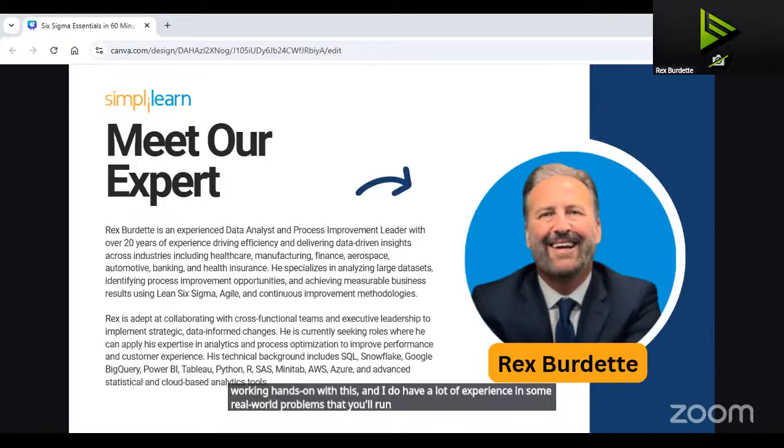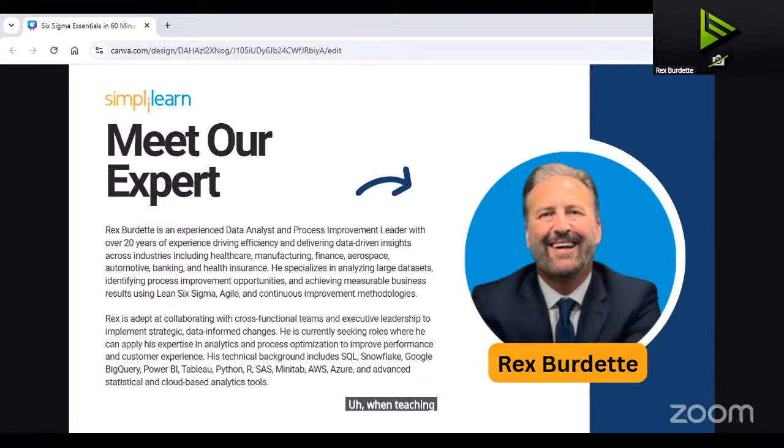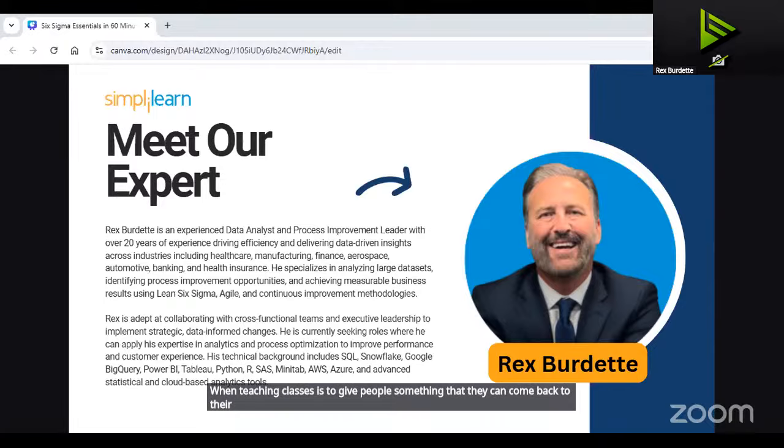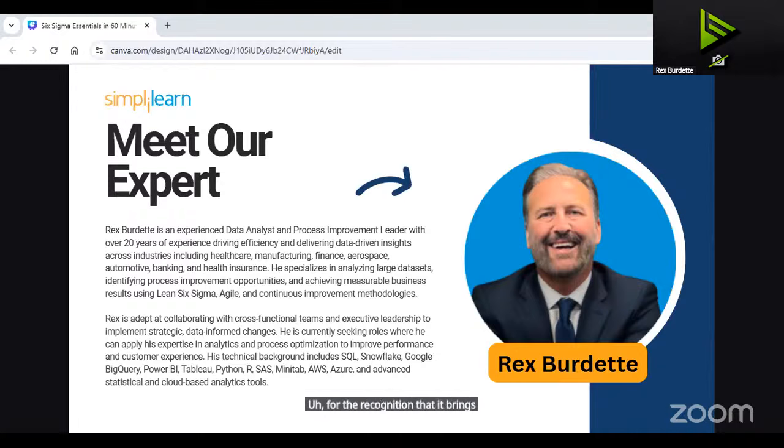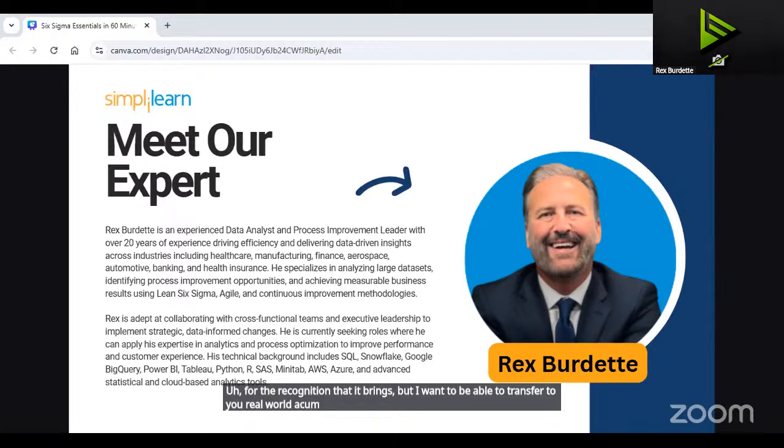And that's why I always try to share. My goal when teaching classes is to give people something that they can come back to their companies with, that their companies say, wow, I can see a difference in so and so after these classes. Not just the certificate. We all want the certificate for the recognition that it brings, but I want to be able to transfer to you real world acumen so that you can go in and make a difference and be recognized for that. So that's pretty much my summary.